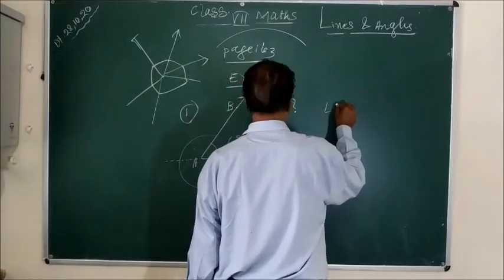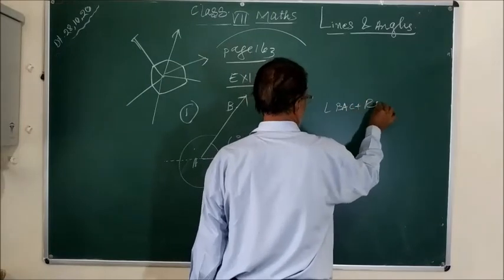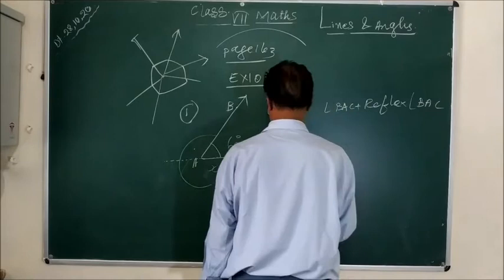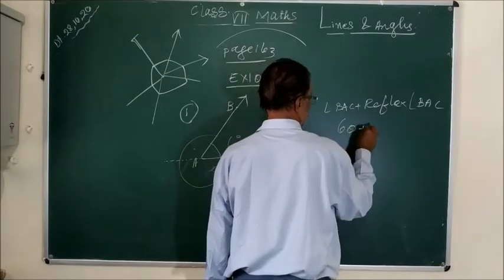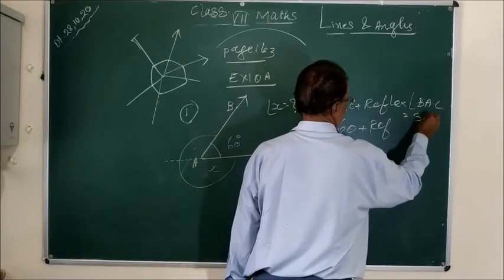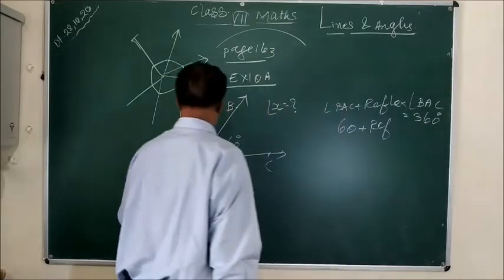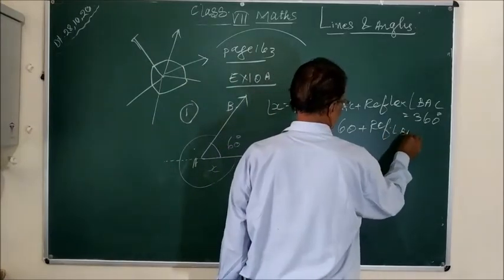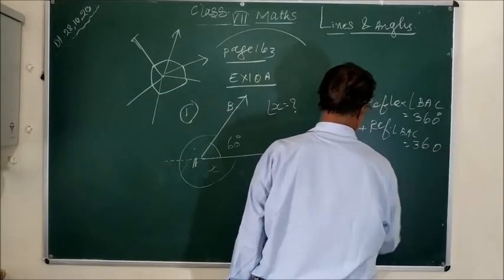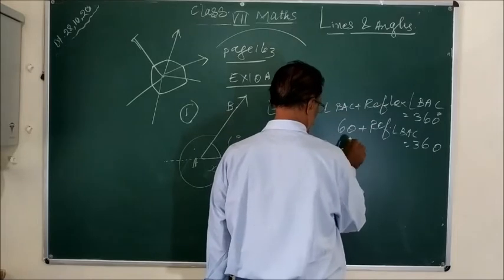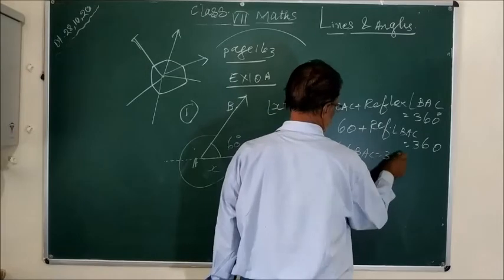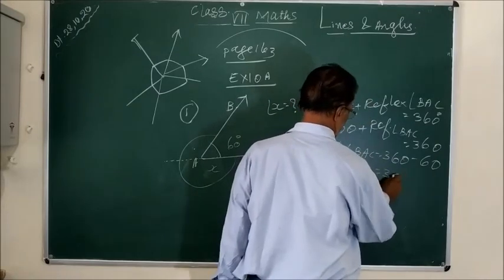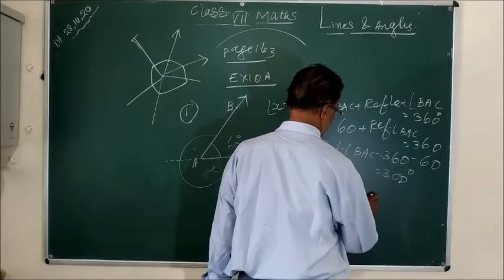So we will solve it like this: angle BAC plus reflex angle BAC. Writing reflex here is necessary, because both are named BAC or CAB. So the given 60 degrees plus reflex angle equals 360. The angle formed around a point is called a complete angle, 360. So reflex angle BAC is equal to 360 degrees minus 60, by transferring just like algebra, so reflex angle BAC is equal to 300. This is the answer. X is equal to 300.